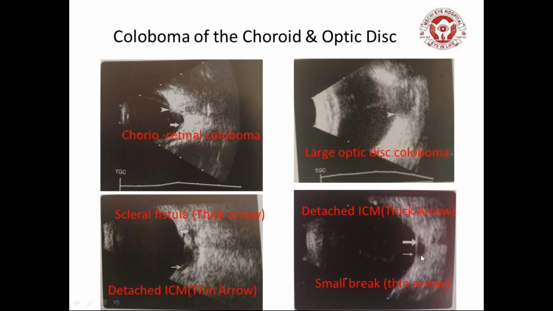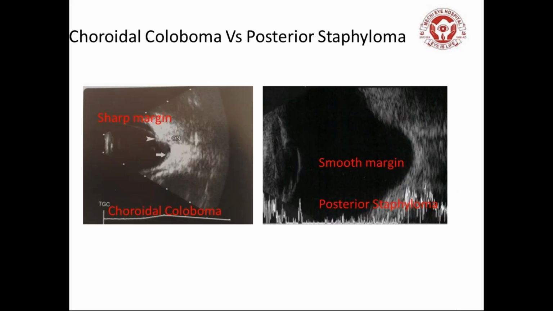Now coming to choroidal coloboma and posterior staphyloma. In both cases there is an excavation, but in choroidal coloboma, there is excavation with sharp margin. In posterior staphyloma, there is excavation with smooth margin.